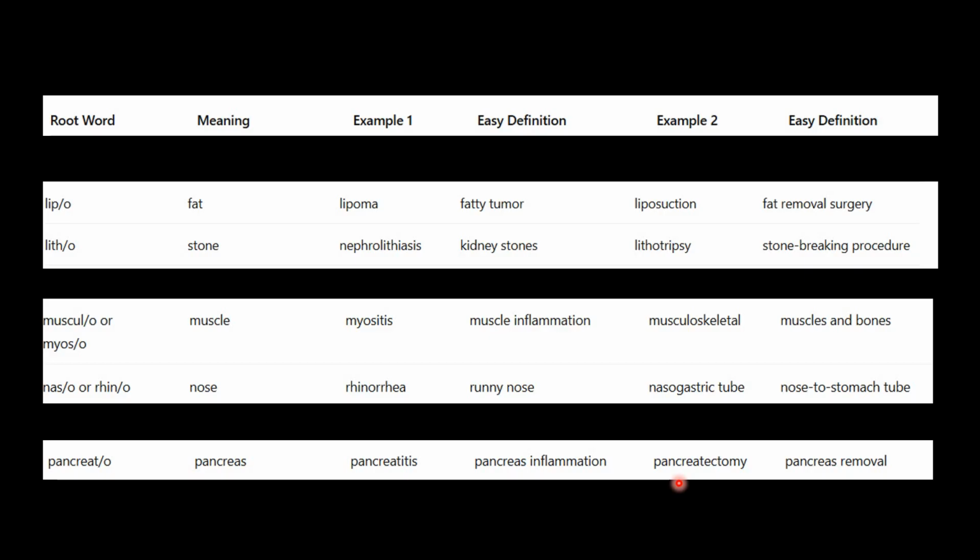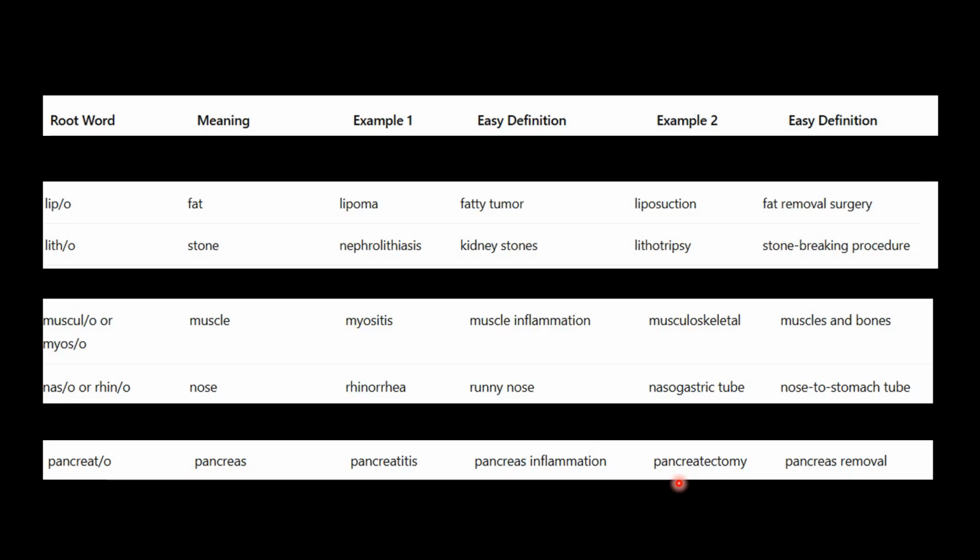Then we have liposuction, which is nothing but a fat removal surgery. So if doctors are performing some fat removal surgery, then that terminology is defined as liposuction, which starts from lipo. Okay, next root word is lith, L-I-T-H, or litho, which is denoting the stone.